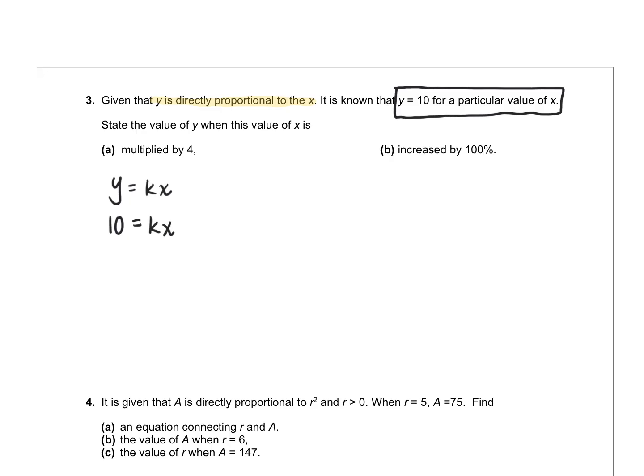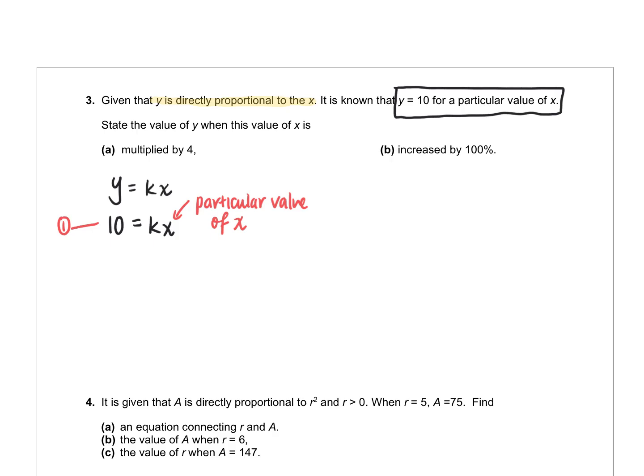This is the particular value. They never tell you what is that value, but they say particular value of x. So leave it as x. They tell you leave it as x. Okay, so this is your first equation. Okay, now, I still don't know what my k is, right?